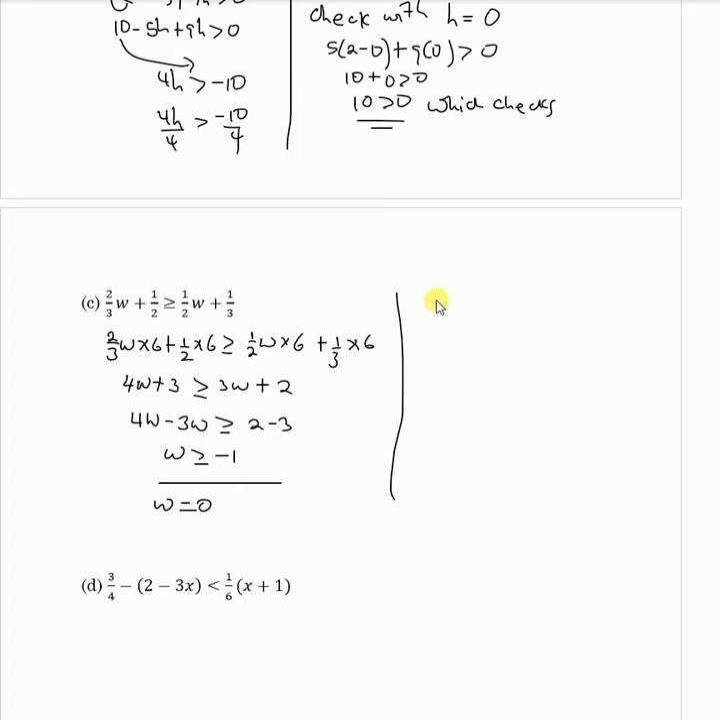I prefer to use this simple thing. I have 2 over 3 times 0 in the place of w plus a half greater or equal to a half times 0 plus 1 over 3. And this one is now 0. That one will get us a 0. So I remain with a half on the left hand side greater or equal to, this one is another 0, that is a third. And indeed, one of the two, it is greater than or equal to.